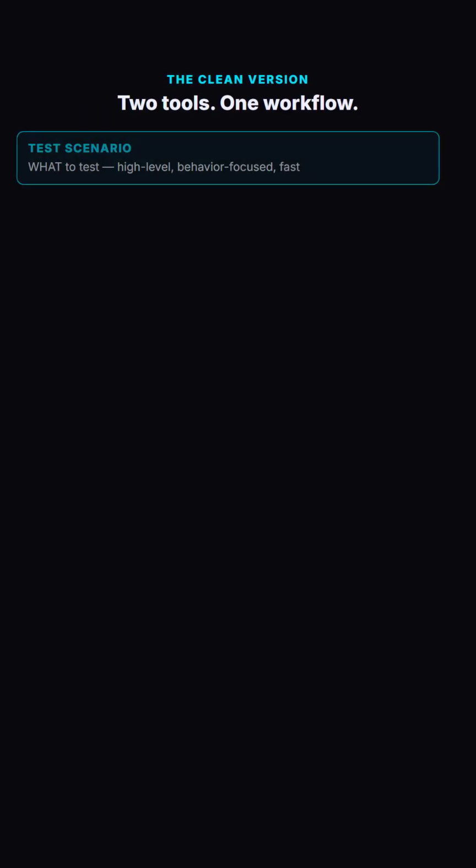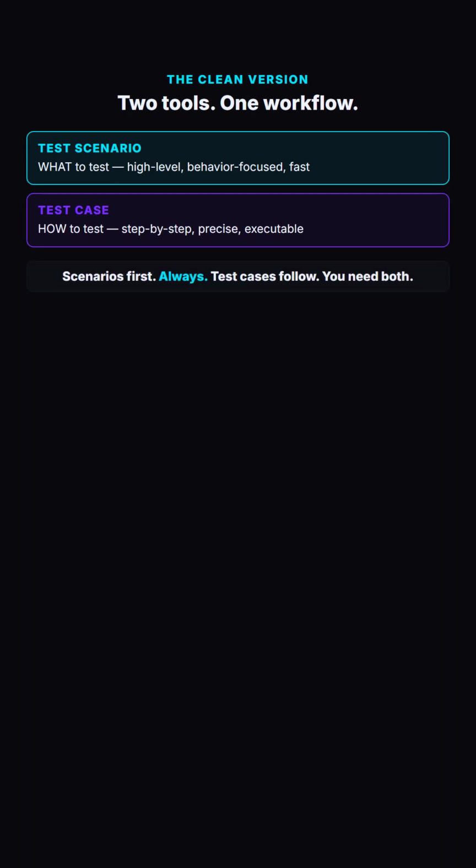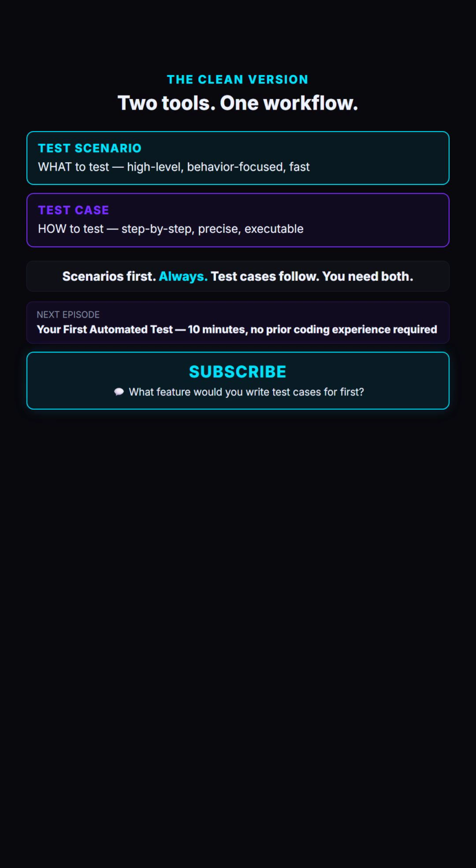So let's close it out with the clean version. A test scenario answers what to test: high level, behavior focused, fast to write, maps directly to requirements, readable by non-technical stakeholders. A test case answers how to test, step by step, precise, executable, reproducible by anyone on the team. Scenarios come first. You map coverage before you write a single step. Test cases follow. You go deep where risk is high and lean where risk is low. You need both, in that order, every time.